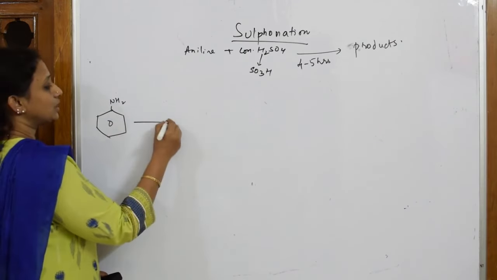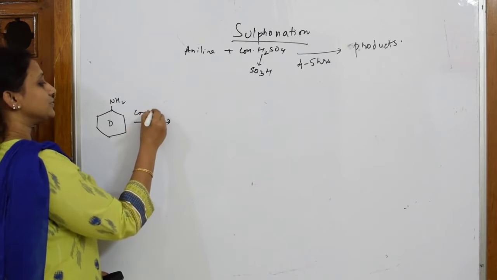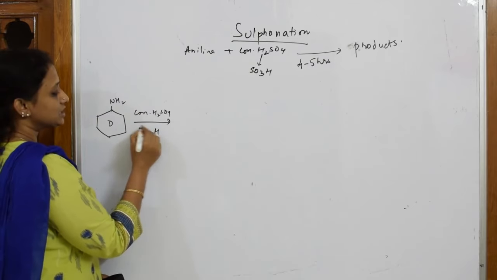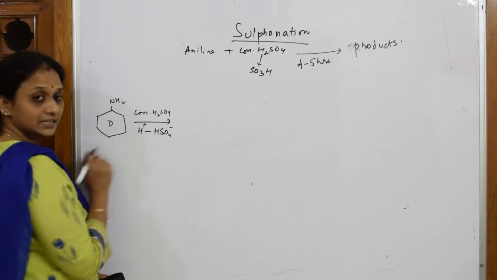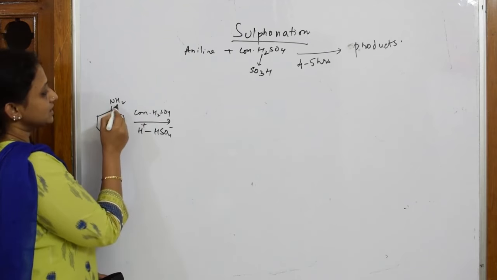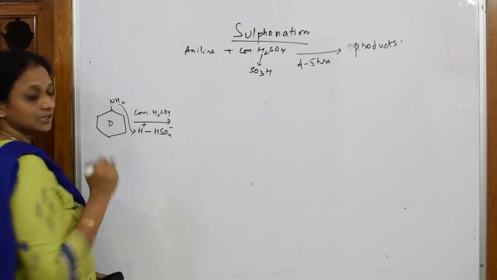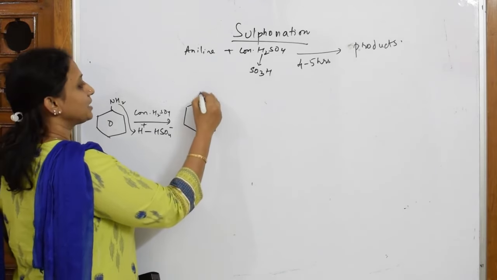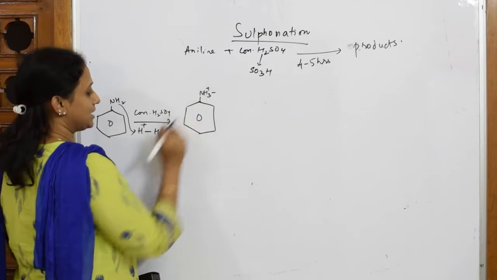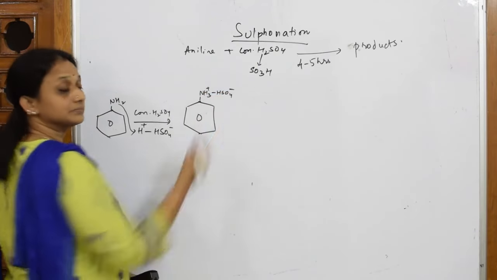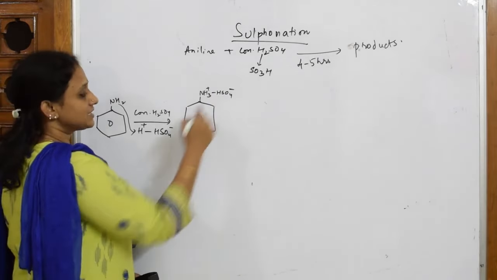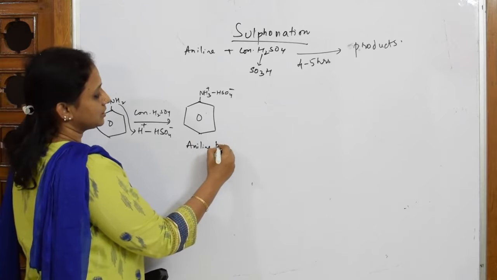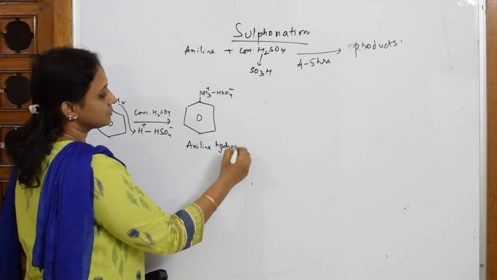First, aniline, you are going to treat it with concentrated sulfuric acid. Now see, sulfuric acid, I can write it as H plus and HSO4 minus. In step 1, this aniline is going to pick up this H plus. It's going to become NH3 plus and your HSO4 minus. Now this is sulfate, isn't it? Now just see how to name this. Aniline hydrogen sulfate.